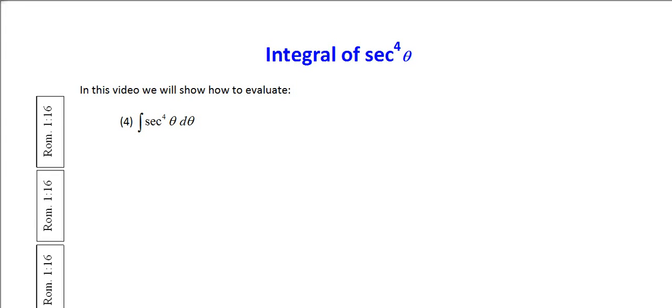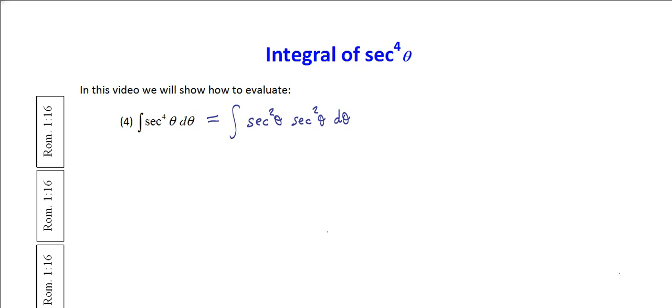Alright, so we've made it to the fourth of these series of videos. We're now looking to integrate the fourth power of secant theta d theta. And in fact, this is quite simple to do. We write this as the integral of secant squared theta times secant squared theta d theta. And then we have to use that trig identity.